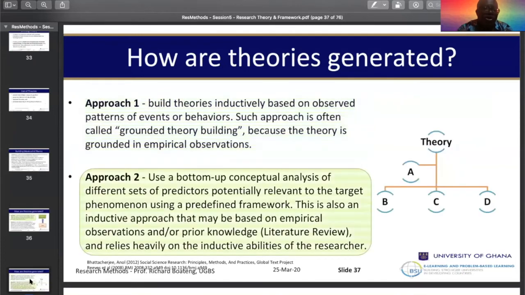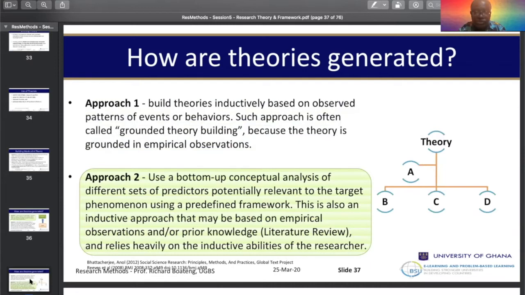Approach two, use a bottom-up conceptual analysis of different sets of predictors potentially relevant to a target phenomenon using a predefined framework. So somebody will say, okay, I didn't find a theory, so I went to the literature and I read my own things and I came up with this model and I'm going to test whether the model exists. So he put certain things together: this variable leads to this variable, leads to this variable. And after that, he postulates that this is what could work. He goes to the field and tests it.